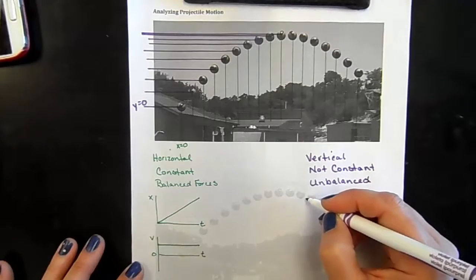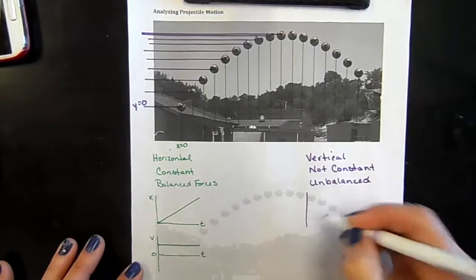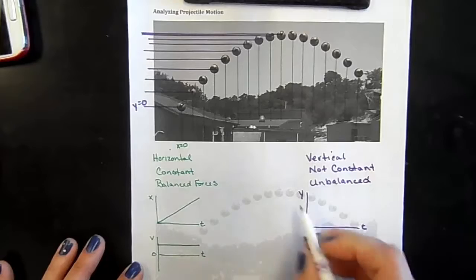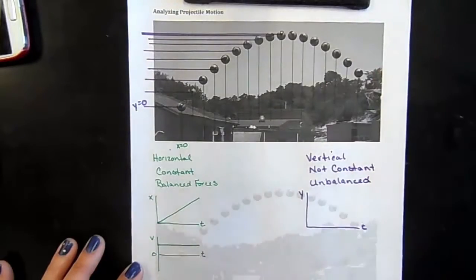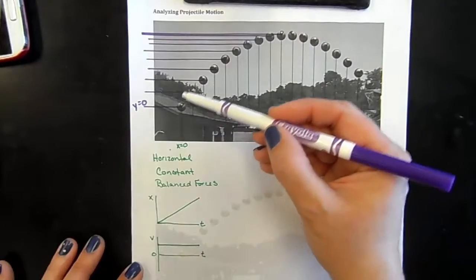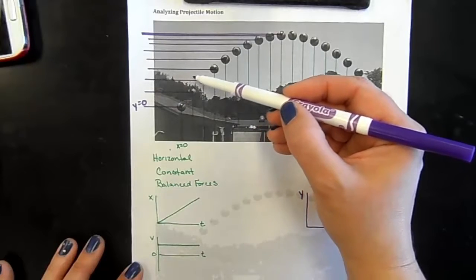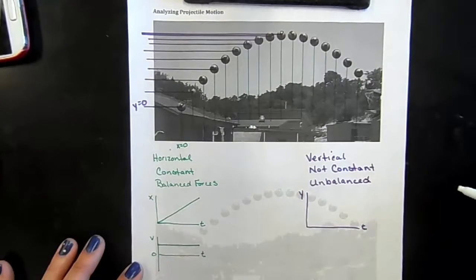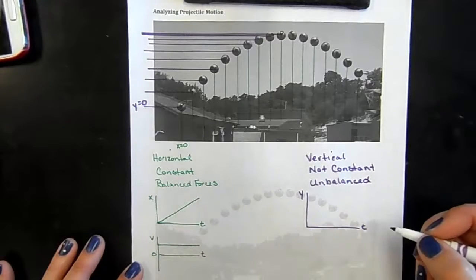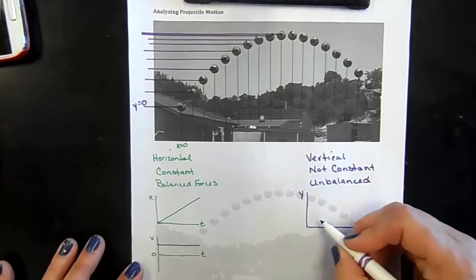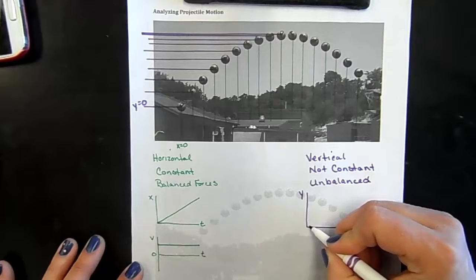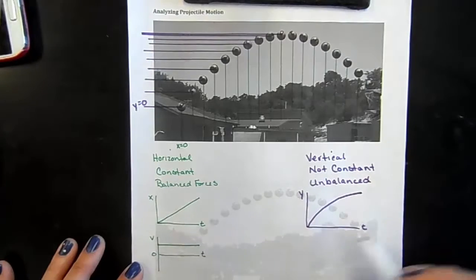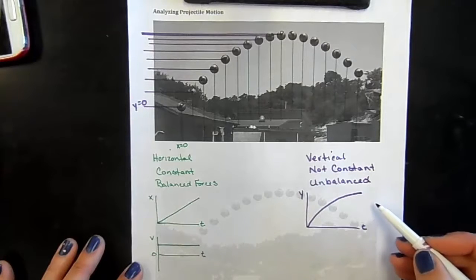So if we draw the position time graph for the vertical motion, we're going to call this y since we're moving vertically. Our change in y is getting smaller and smaller, so we must be slowing down. We must be accelerating in a way that makes us slow down. So we're actually going to look something like this. So our position time graph is going to have a curve to it.